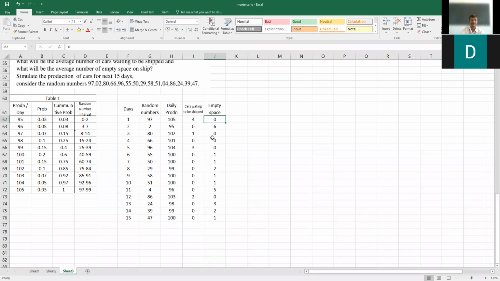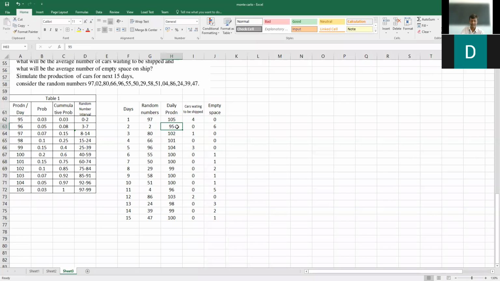Once again, I repeat how to calculate the empty space on the vehicle. The capacity of the vehicle is to transport 101 cars. So this empty space will be calculated based on the number of daily production. The number of daily production on the first day is 105. The capacity of the vehicle is 101 cars, so the vehicle is full. There is no empty space.